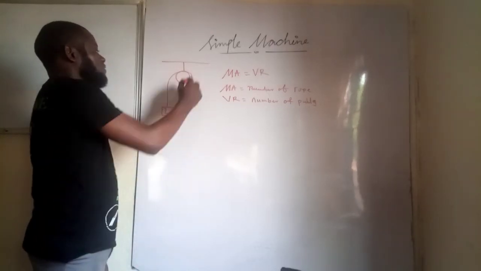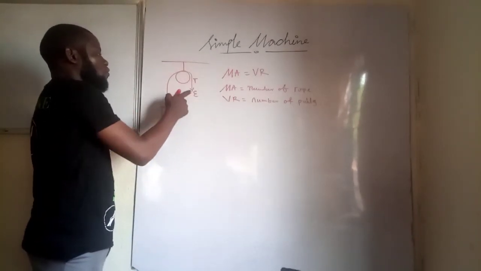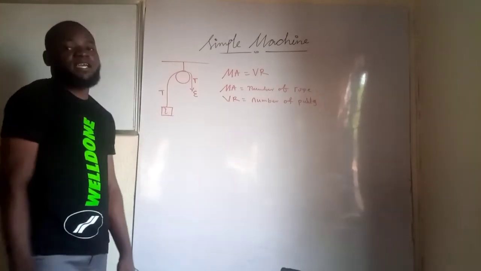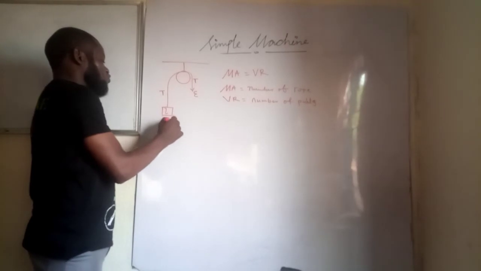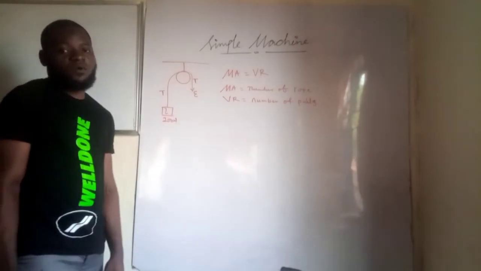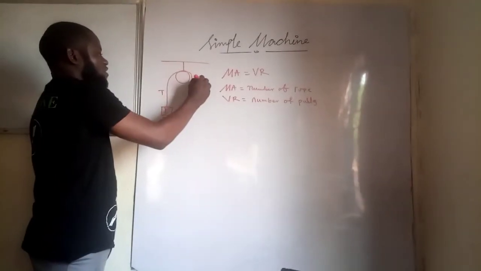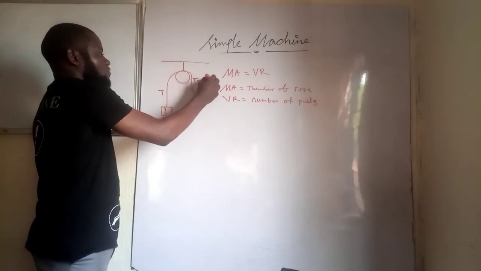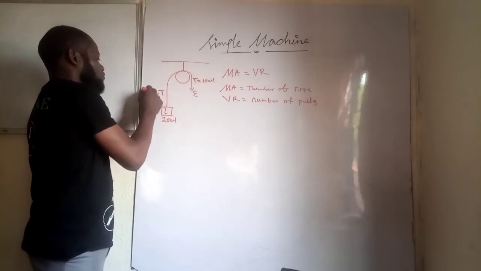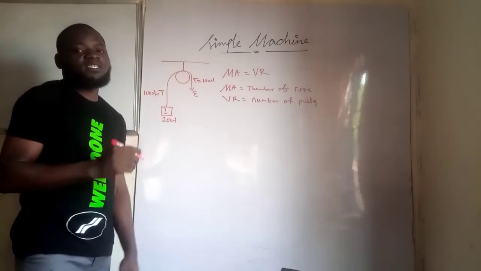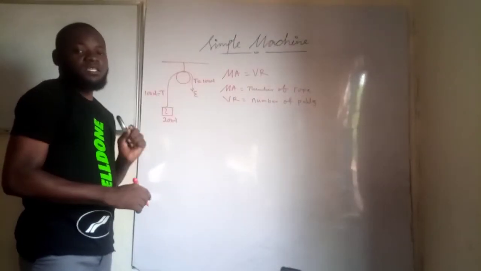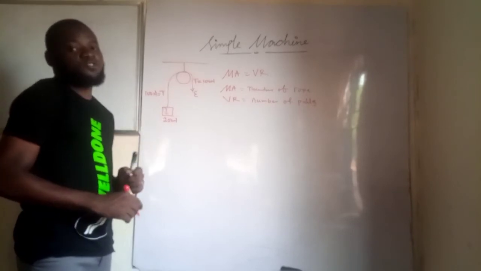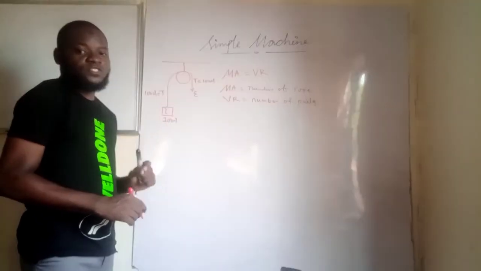And mind you, the tension in this rope here will be the same as the tension here. So if this load is 200 Newton, are we together? This tension is going to be 100 Newton. Why would this also be 100 Newton? Because the minimum force required to lift the weight of a body is the force that is equivalent to its weight. Are we together now?